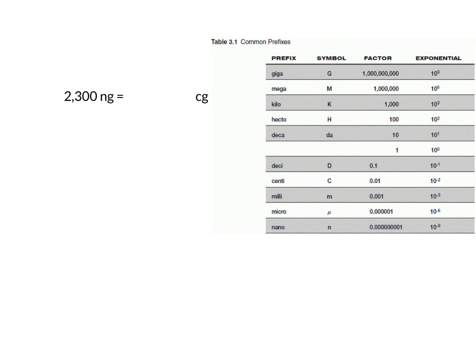Okay, suppose we want to convert 2,300 nanograms to centigrams. Again, if we look at our table, nano is 10 to the minus 9. Centigram, we've seen before, 10 to the minus 2. Negative 9 is smaller than negative 2, so I'm going to move my decimal to the left. 9 minus 2 is 7, so it needs to move 7 spaces.